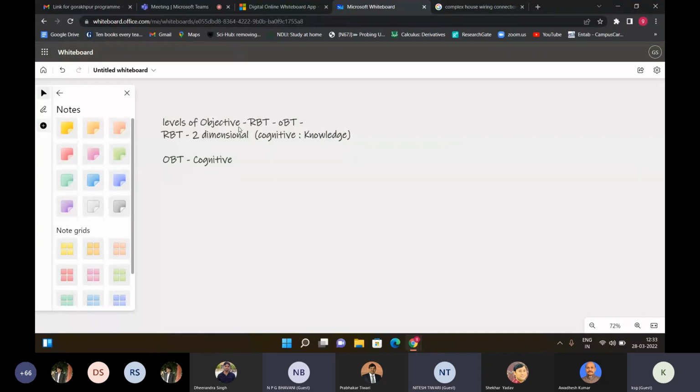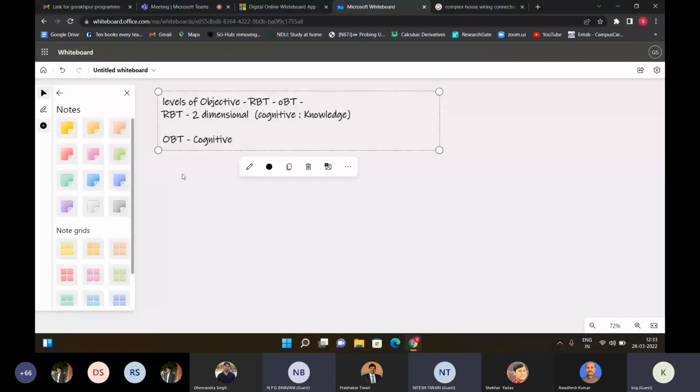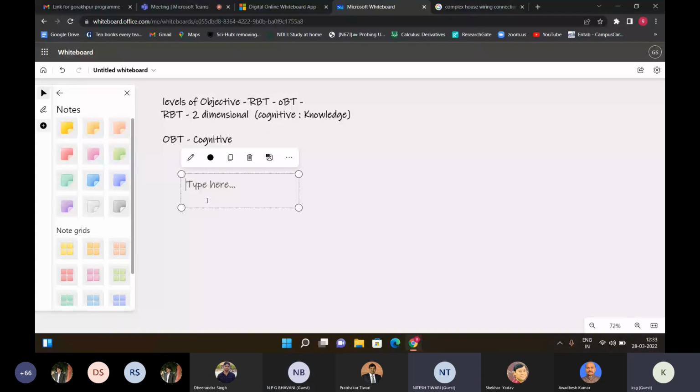Okay, let us take the first one, the revised Bloom's taxonomy. What are the cognitive dimensions here? What do you mean by cognitive dimension? This is a very prominent dimension, and I hope many of you know it. There are around 6 levels here, and most of you should know the different levels. The basic level is your remember level.